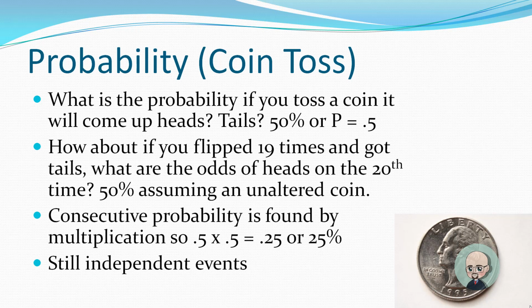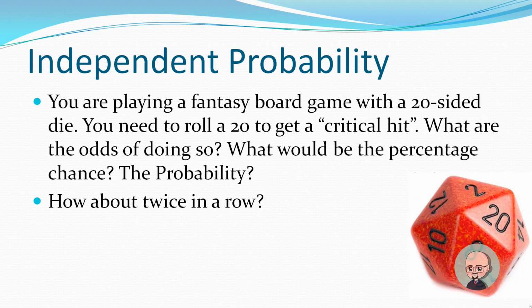Heads, heads. This is different than what we were doing before because you want to make sure these two things both happen. So you multiply. It's not either or, okay? And they're still independent events. Independent probability. Let's go into this a little more.